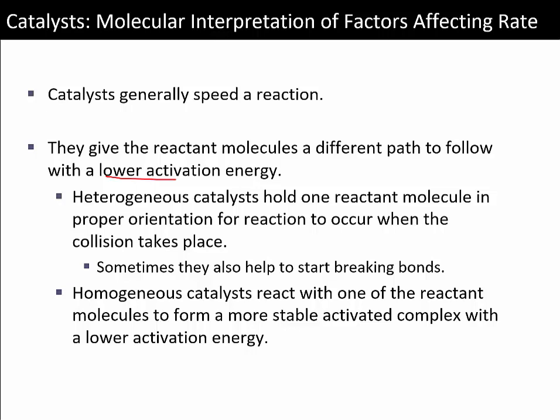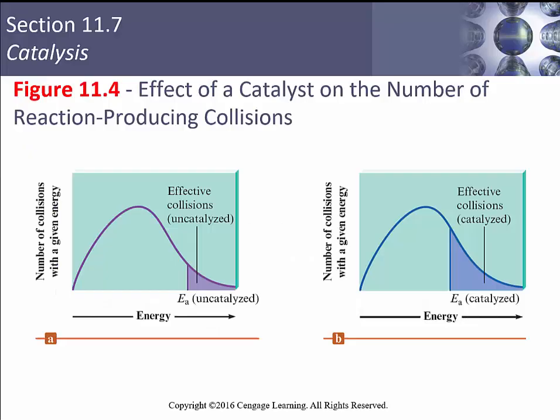Homogeneous catalysts react with one of the reactant molecules to form a more stable activated complex with a lower activation energy. So if you look at this from an energy diagram point of view, at a given temperature, these two distributions are going to have the same shape. Our uncatalyzed reaction is going to have a smaller fraction of molecules that are able to overcome that activation energy relative to our catalyzed one, where we move that threshold over to the left.